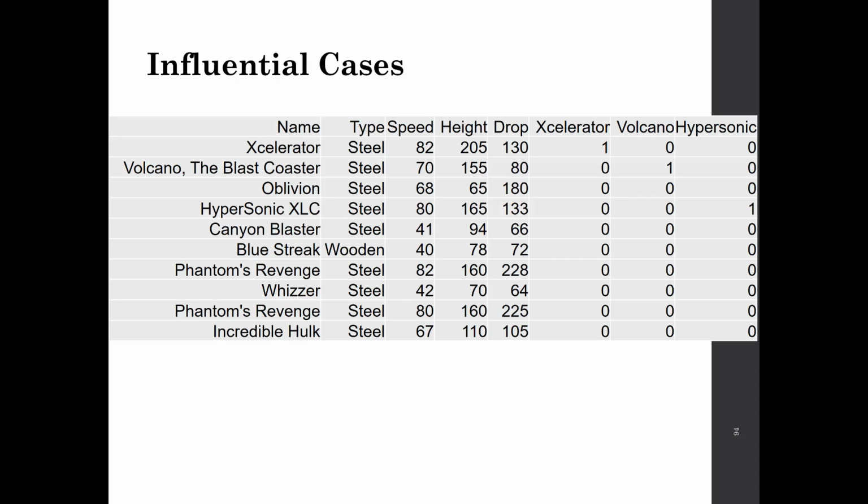This is a snapshot of the data set, just a part of the data set. I've included the 4 roller coasters that we've been talking about, Accelerator, Volcano, Oblivion, and Hypersonic, at the top, to show you how we're creating the indicator variables. The last 3 columns are where I created the indicator variables. Notice that for Accelerator, I gave it a 1 only for the row that has Accelerator in it, and 0s everywhere else. Volcano only gets a 1 for the row that's Volcano, 0 everywhere else, and same thing for Hypersonic.